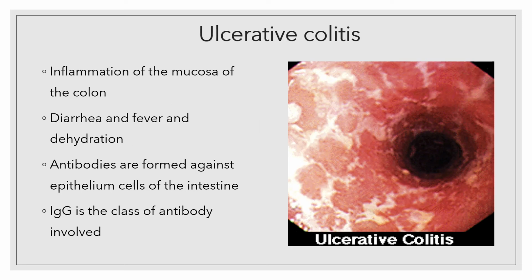Ulcerative colitis presents as an inflammation of the mucosa of the colon. Diarrhea, fever, and dehydration are common symptoms of ulcerative colitis. Antibodies are formed against the epithelial cells of the intestine, and it is the IgG class of antibody involved. In 2016, there was a famous article that suggested that Mycobacterium avium led to Crohn's disease, and a vaccine may actually eradicate it, which is pretty impressive.